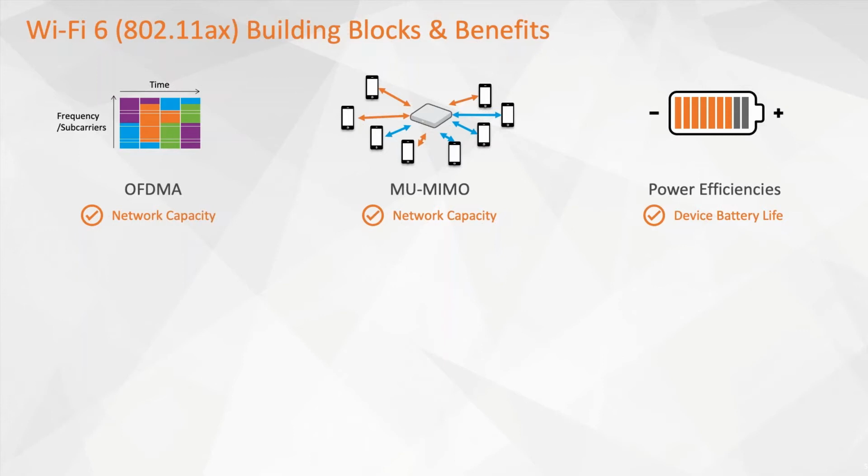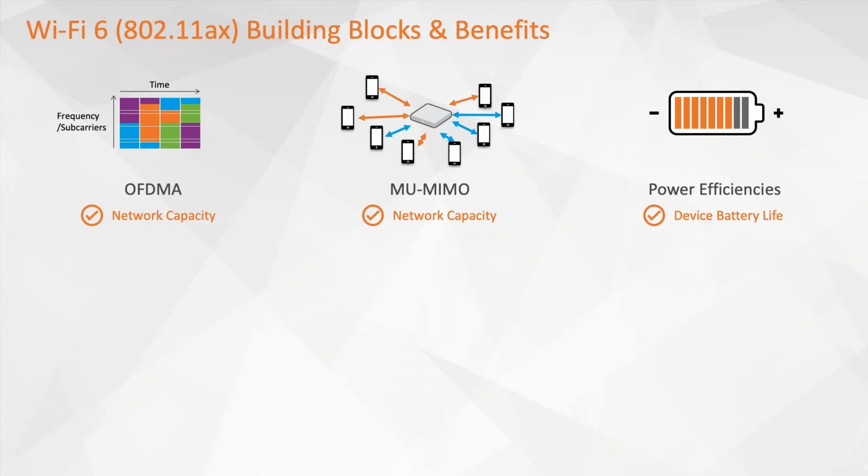This one, which might be the most important for us as users, is power efficiency. There's a technology called target wake time. In previous generations of Wi-Fi, if you were a cell phone or you were an IoT device, you had to keep your Wi-Fi radio on all the time in case someone had to talk to you or you needed to talk. Your radio was on all the time, consuming battery power.